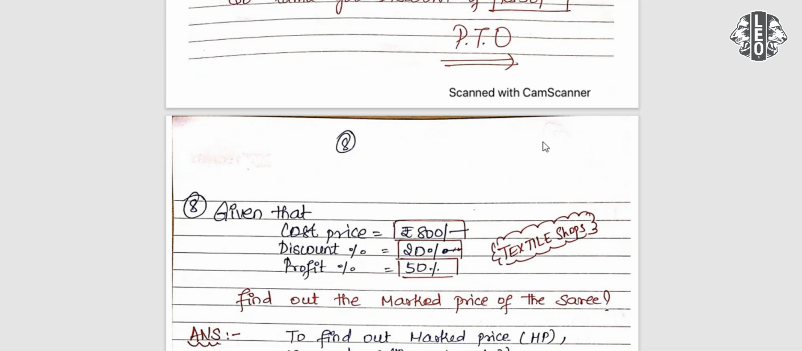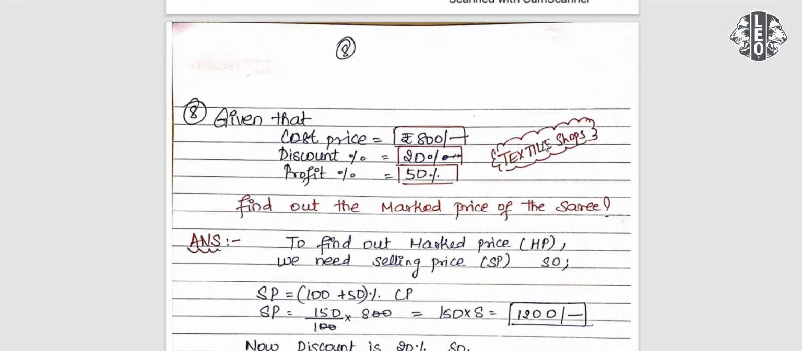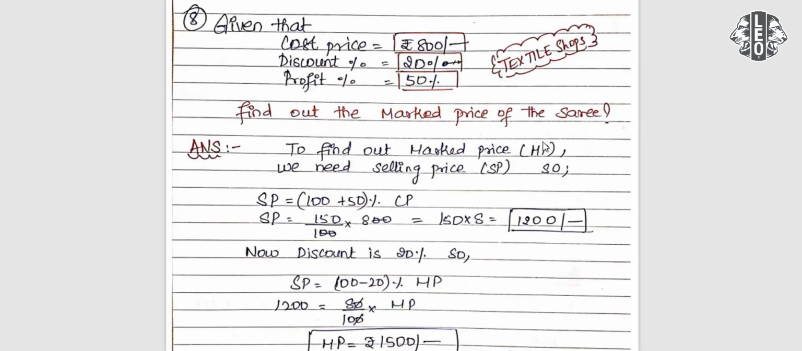When you go inside the shop, there will be a marked price, a labeled price on the sari. Now, that is to be found out. How do you find that? To find the marked price, we need the selling price. There is only a cost price that is given. We need a selling price. So write down the important skeletal equation. There is going to be a profit in the case of a shopkeeper. So selling price is equal to 100 plus profit percentage of the initial value, the cost price.